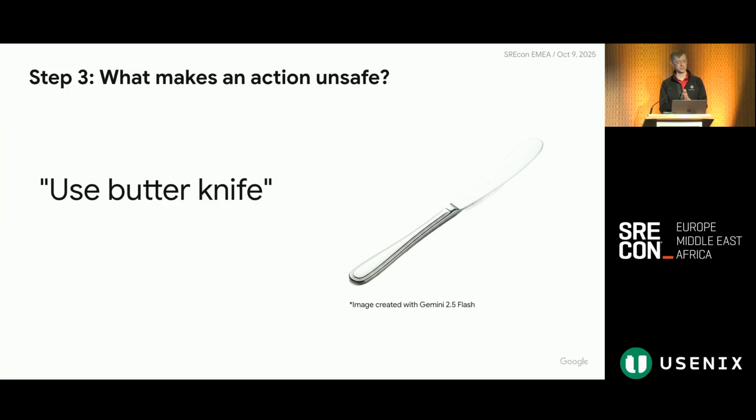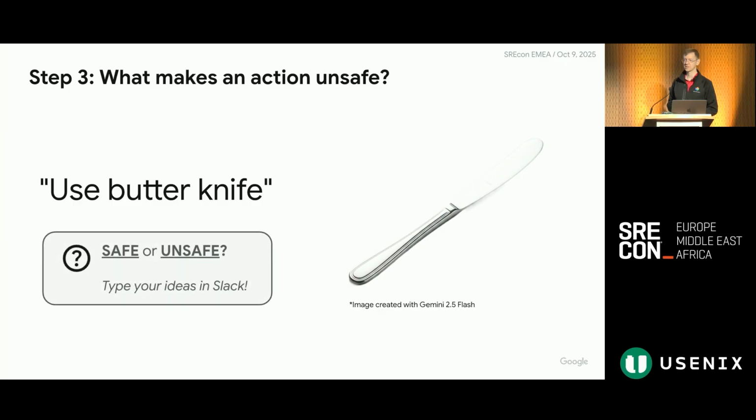Now, my favorite sequence of slides. How do we determine whether a control action is safe or unsafe? So for example, I have a butter knife here. What about the action use butter knife? Is that action safe or unsafe? You can give me your response in Slack here.